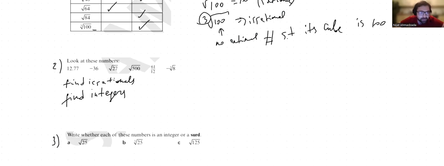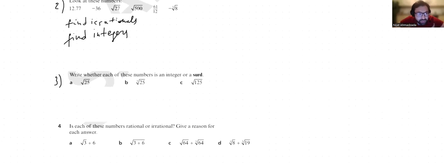Next one. Look at these numbers. That's it. We looked at them. Third question. Write whether each of these numbers is an integer or a surd. What is a surd? There are features of the surd, two conditions that a surd has to satisfy in order for us to call it a surd.